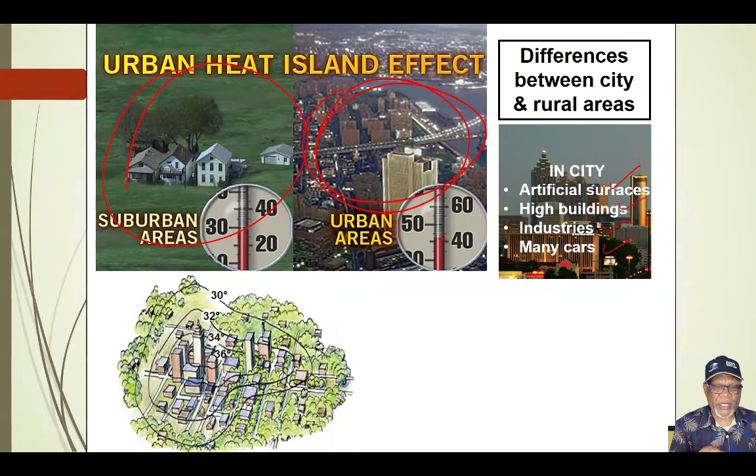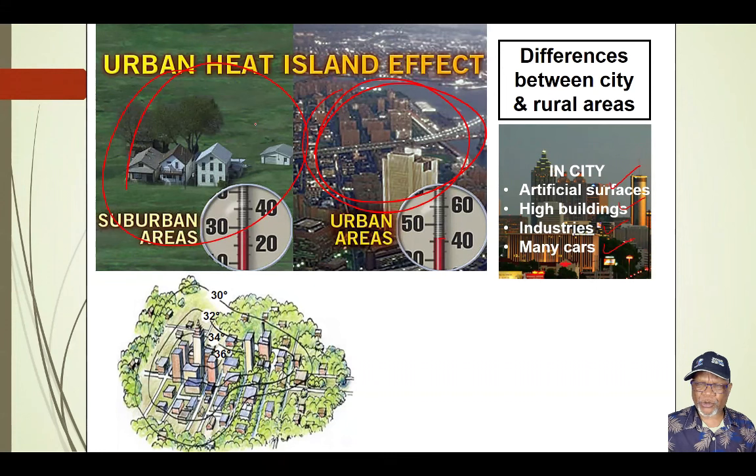Now when you're looking at rural areas, you can see we have natural surfaces and low building density. We don't have a lot of buildings here, and therefore the heat is escaping easily. We have vegetation that is not creating a lot of heat, and natural surfaces don't absorb a lot of heat.